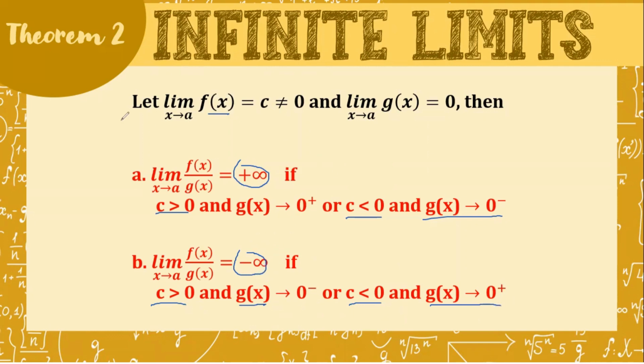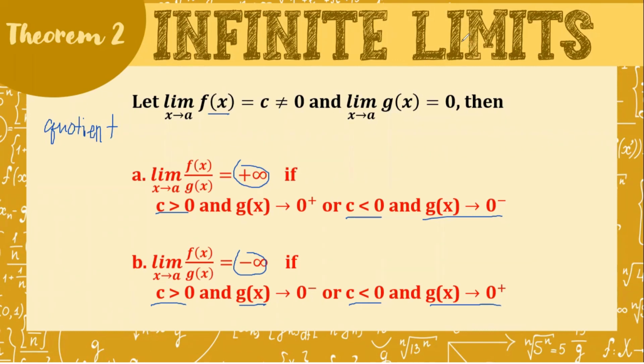Now in theorem 2, when can we use theorem 2 or 1? We can only use theorem 2 if the given is a quotient. Again, in theorem 2, if the given is a quotient, then we can use this one. Okay, now I know that you are confused with these values, why it becomes positive infinity, why negative infinity, what is this c which is greater than 0, and g of x approaching this or that.